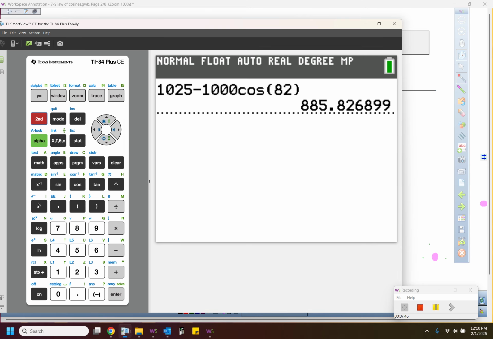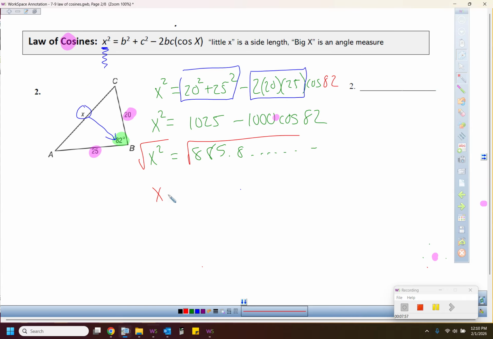If we hit second square root, and then use the ANS button to go to our previous answer, we've never rounded that off, and it's about 29.8. That's what we can round off as the final answer. So about 29.8 units long is how long that side is going to be. But that's when you are missing a side length in this situation.